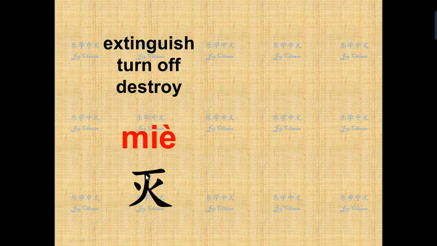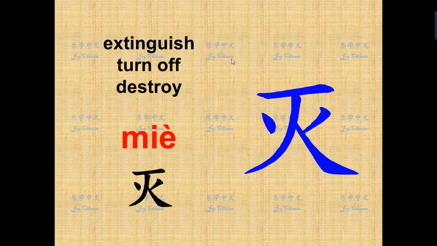So the bottom one, under this horizontal stretch, this one means fire. So when you put something on the top of the fire, means extinguish the fire. The way it's written is, the first stroke is the horizontal stretch, then a dot. Next one, we write the middle two part. Okay, this means destroy or turn off. Mie.